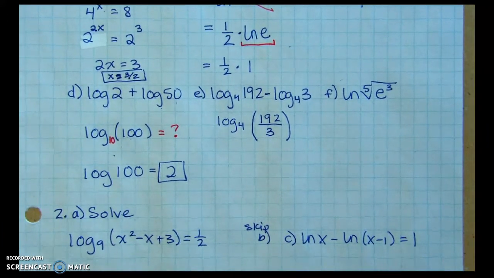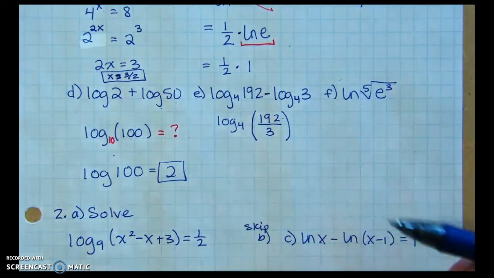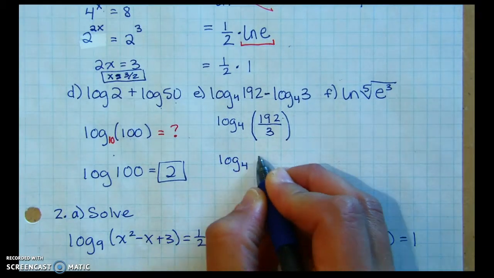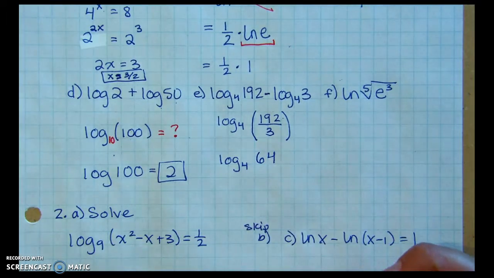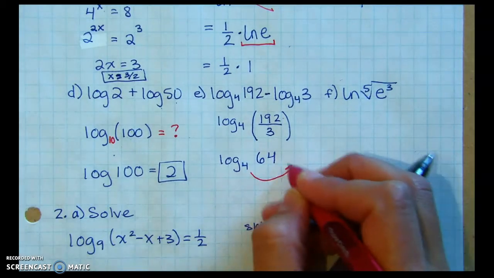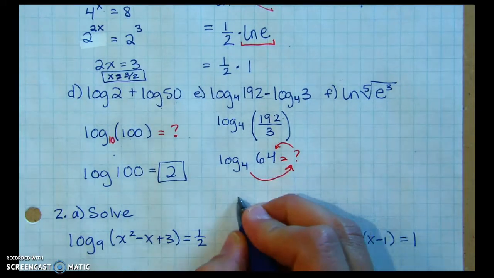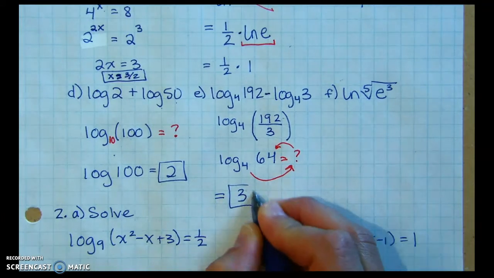And you just keep going. Is 192 divisible by 3? It is. So we need to figure out what that number is. What is 192 divided by 3? Someone says 64. Do we agree? Okay. 4 to what power equals 64? So the answer to log base 4 of 64 is 3.